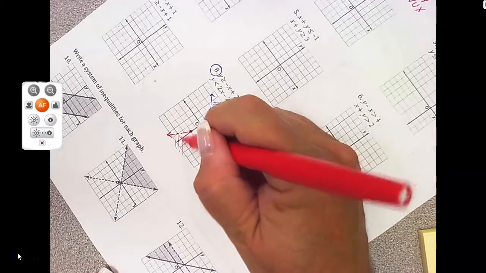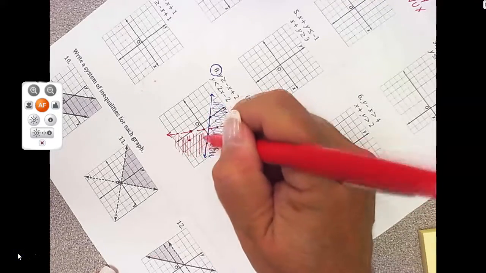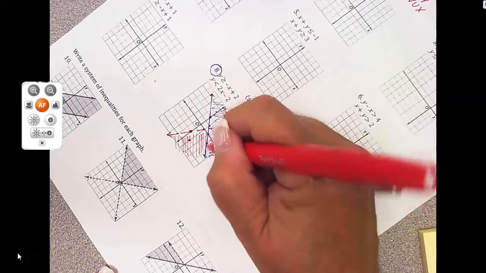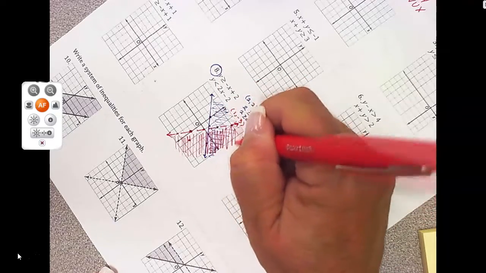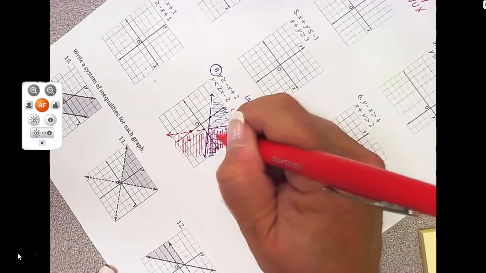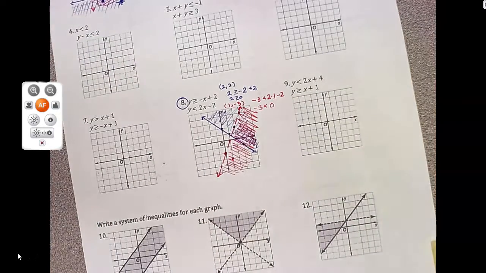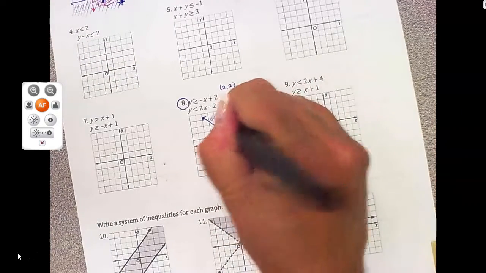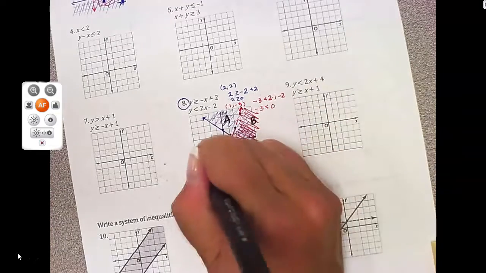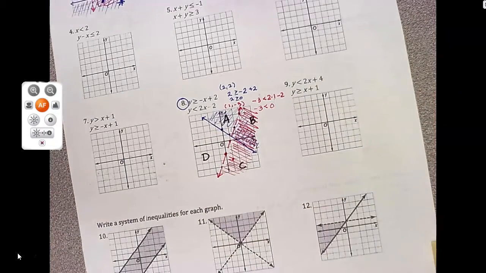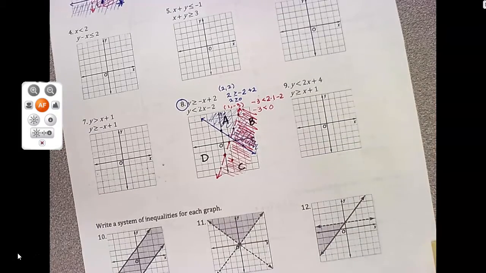Okay, so let me continue my shading here. And this part, the just red, is not part of the solution. My solution region is where the red and the blue overlap. So if I was doing a multiple choice test and I was designing a question, I would say which region has the solution? And here's my 4 possible regions, and region B would be where the solutions are because that's where the red and the blue overlap.